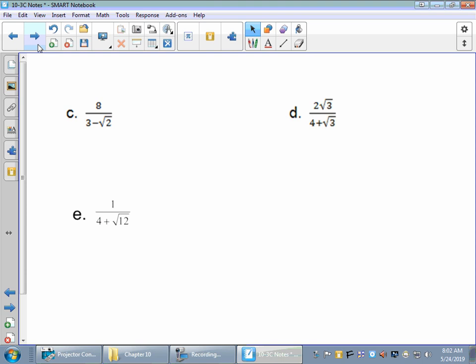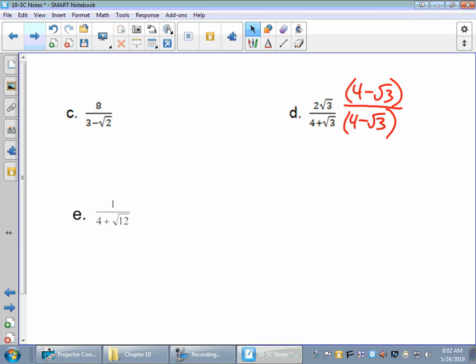So you've got D, 2 times the square root of 3 over 4 plus the square root of 3. So again, I'm going to multiply by the conjugate. And the conjugate is the same terms of the denominator, just a different sign. So 4 minus the square root of 3. But remember, I have to do that to the numerator as well.